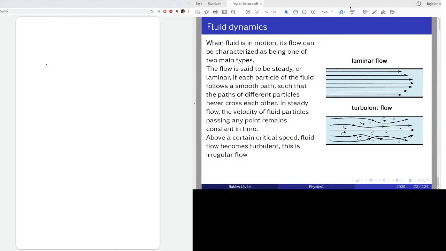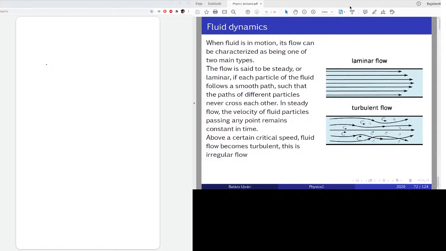At a given velocity, the fluid particles start to move chaotically, and this is turbulent flow. It's very hard to calculate the turbulent flow, but we live with that. So anytime you fly somewhere, there is laminar plus turbulent flow on the wings of the airplane.